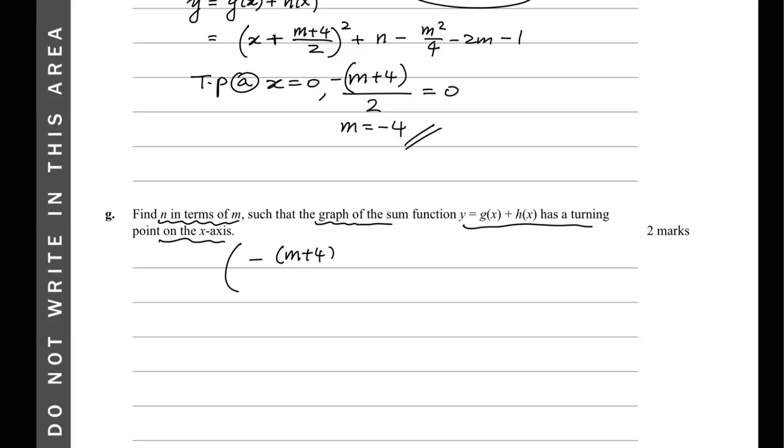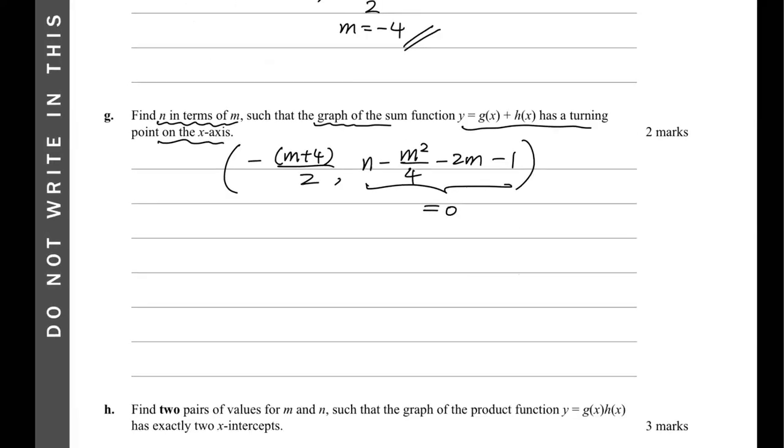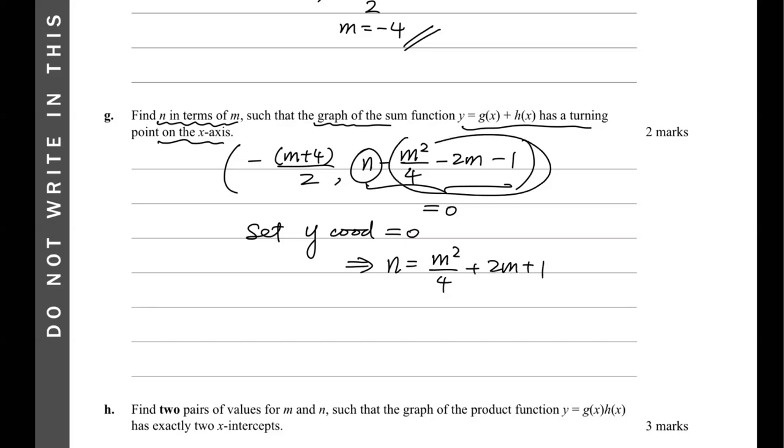Minus (m plus 4) divided by 2, and minus m squared divided by 4 minus 2m minus 1. So we want this whole thing equal to 0. Set the y coordinate equal to 0. We actually see n equals m squared divided by 4 plus 2m plus 1. Just push all this bit to the other side, okay?